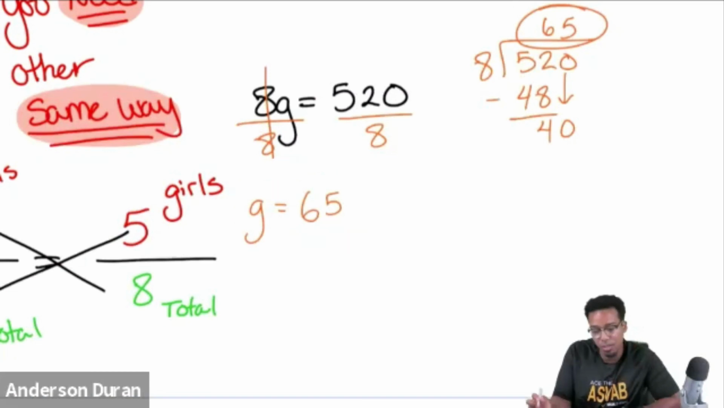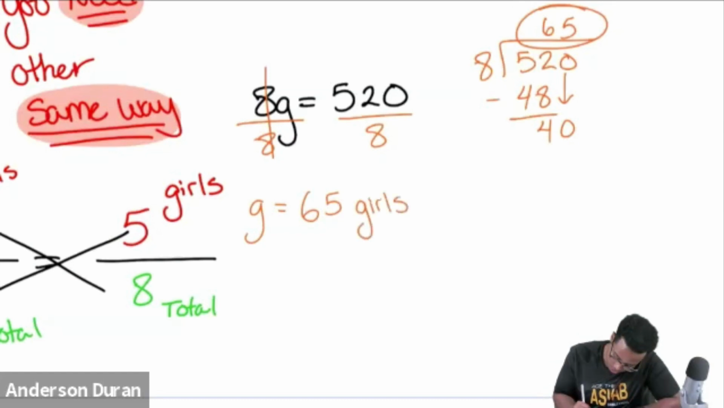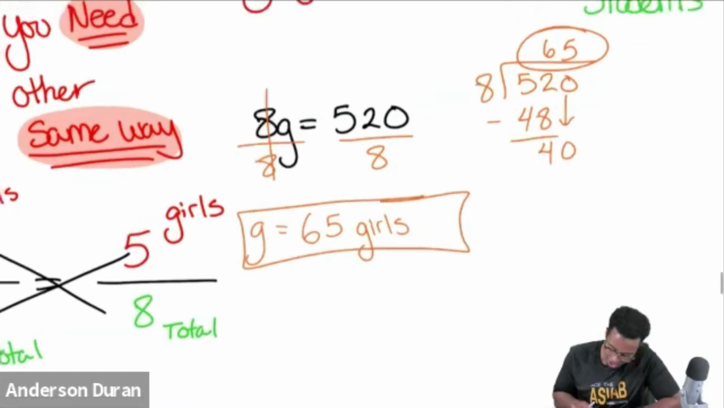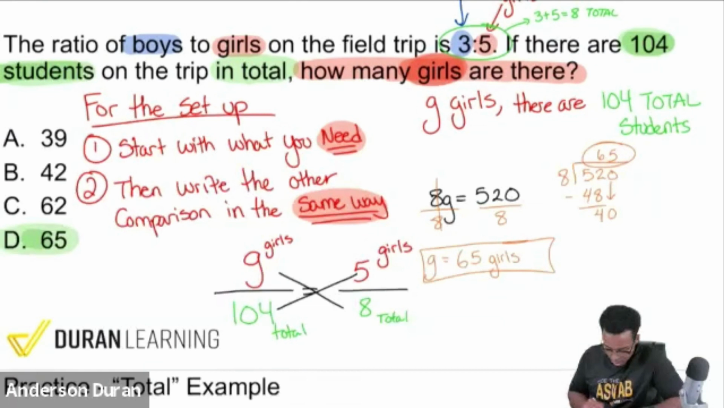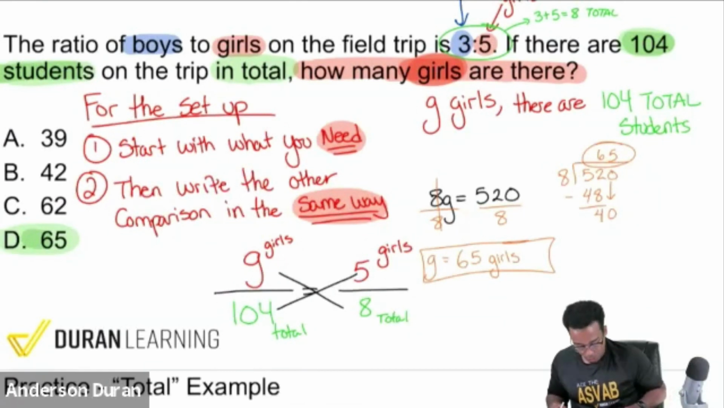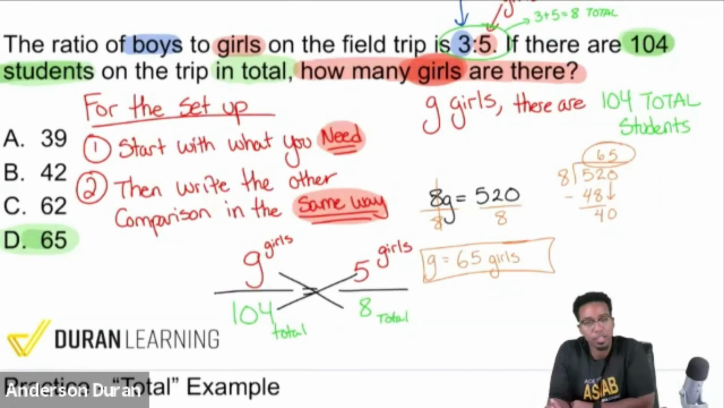G equals 65 what, everybody? 65 what? That's right, 65 girls. And there it is. And that's why D is the correct answer.